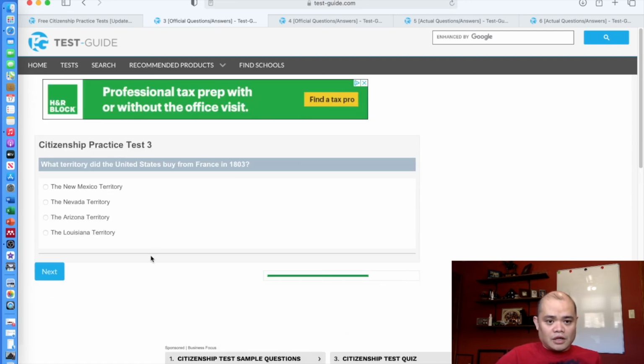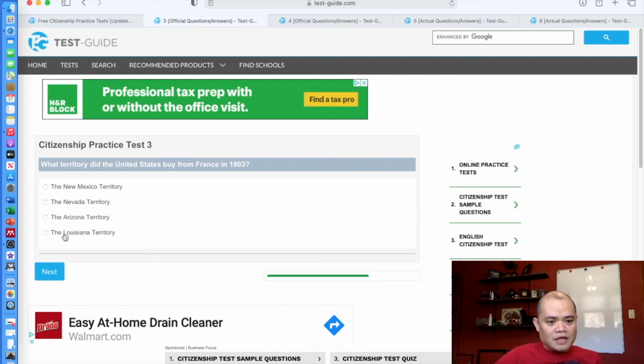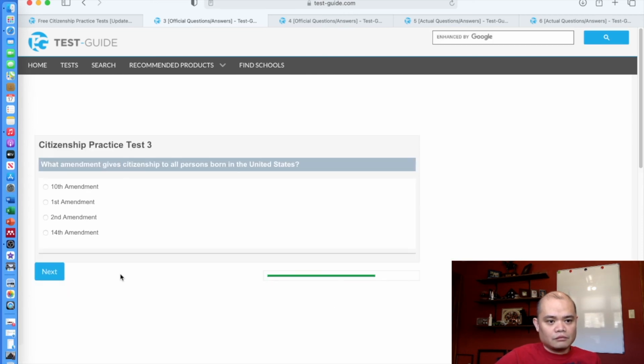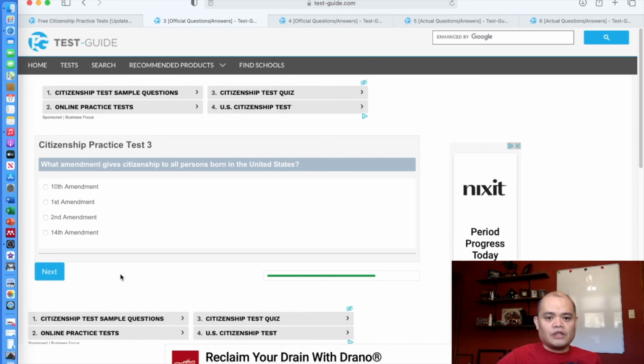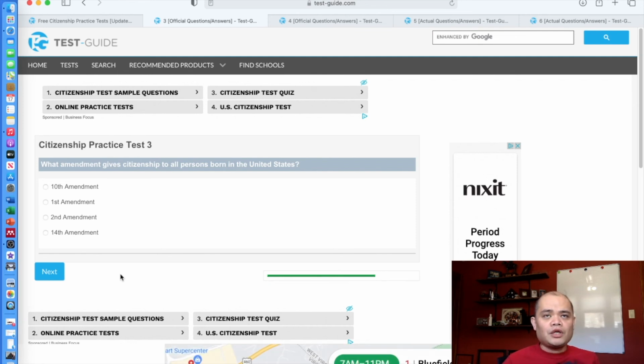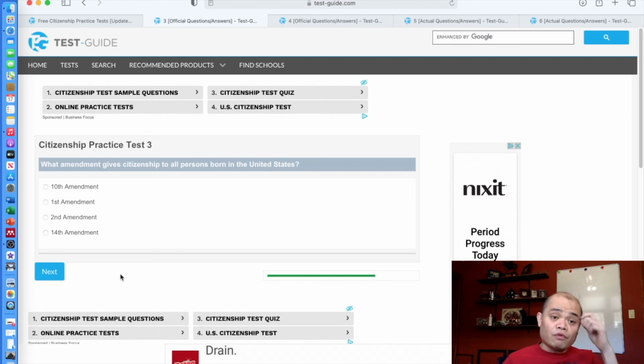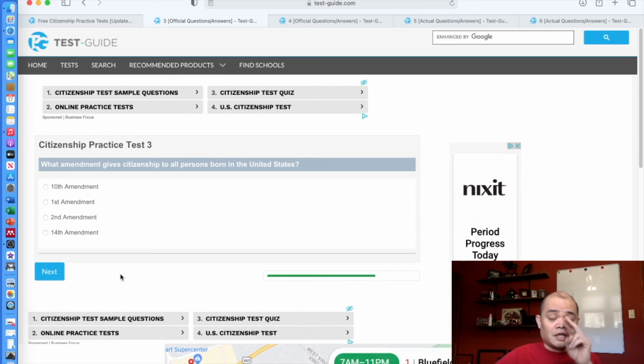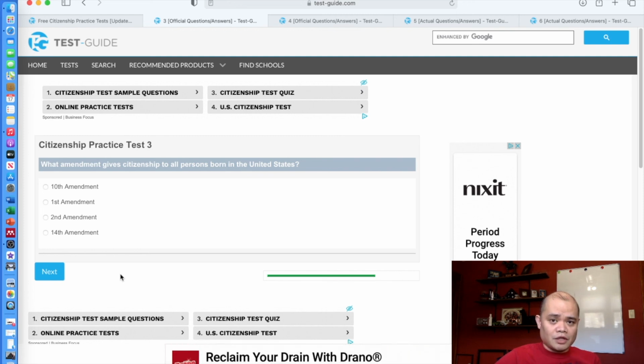What territory did the United States buy from France in 1803? That would be the Louisiana Territory. What amendment gives citizenship to all persons born in the United States? So I think it's the 14th Amendment. Yeah, 14th Amendment, because there are 2 possible ways where a person can be a United States citizen, either through birth or naturalization. So it will be 14th Amendment. I'm pretty sure about that.